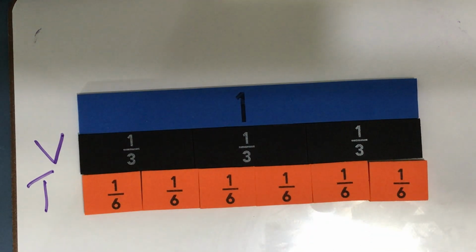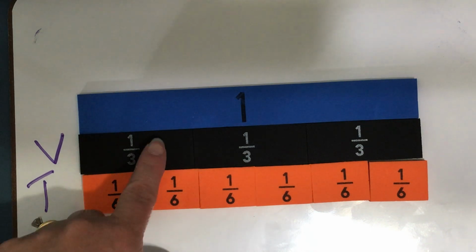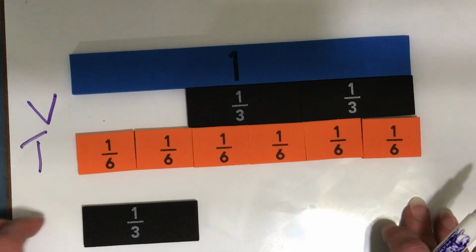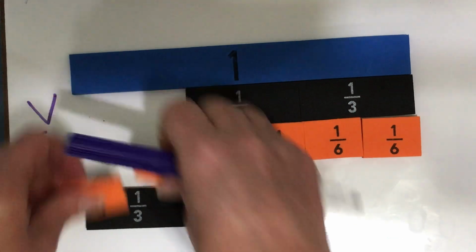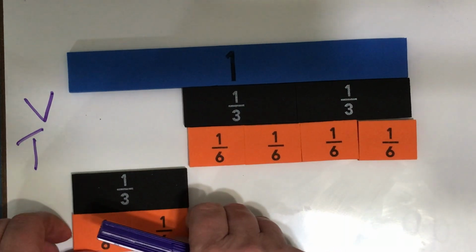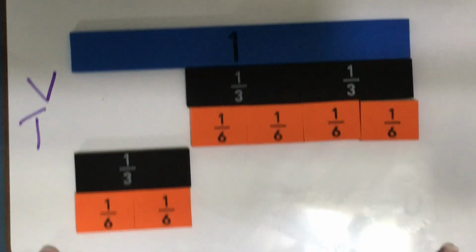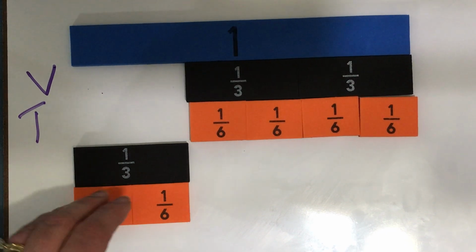Okay, and then it says that Vincent is going to use 1/3. So here's what Vincent's going to use right there, 1/3. And Travis is going to use 2/6 of his. 2/6. And the question says, which person uses more apples? Explain. Well, they both use the same amount of apples because 1/3 is equivalent to 2/6.